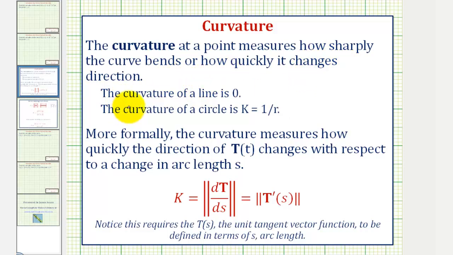As an example, the curvature of a line is 0 since a line does not bend or change direction, and the curvature of a circle is equal to the reciprocal of the radius, or 1 divided by r.